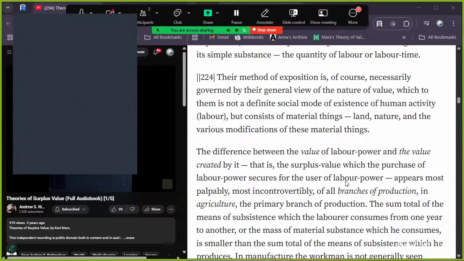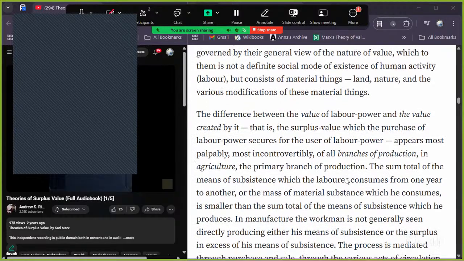Their method of exposition is of course necessarily governed by their general view of the nature of value, which to them is not a definite social mode of existence of human activity, labor, but consists of material things, land, nature, and the various modifications of these material things. The difference between the value of labor power and the value created by it, that is, the surplus value which the purchase of labor power secures for the user of labor power, appears most palpably, most incontrovertibly, of all branches of production in agriculture, the primary branch of production.